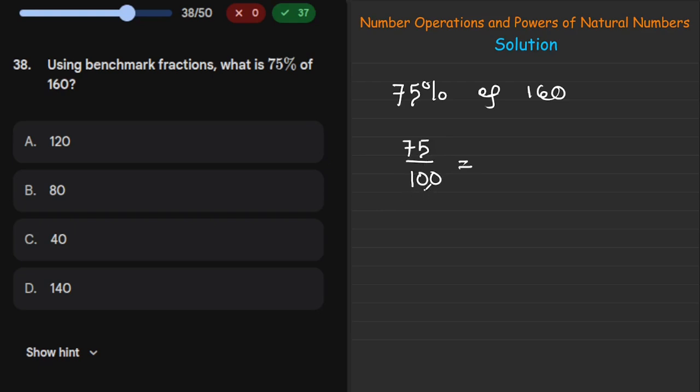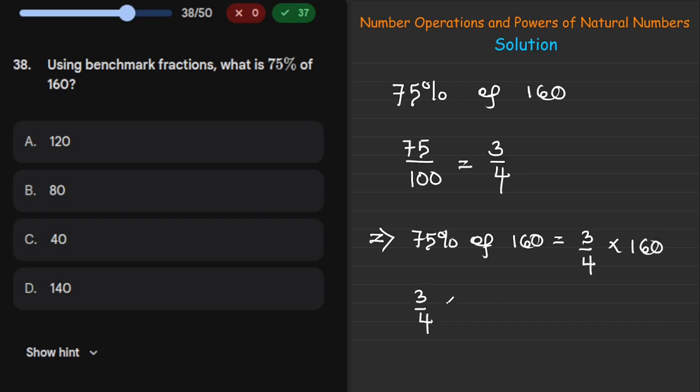75 over 100. We know 25 divides 75 to give us what? 3. And 25 divides 100 to also give us a 4. So it simply means if you want 75% of 160, then it is the same as looking for 3/4 of 160.